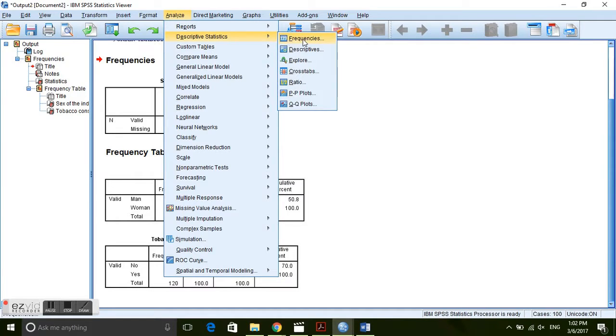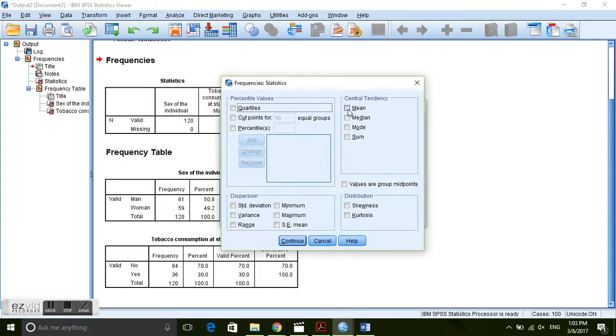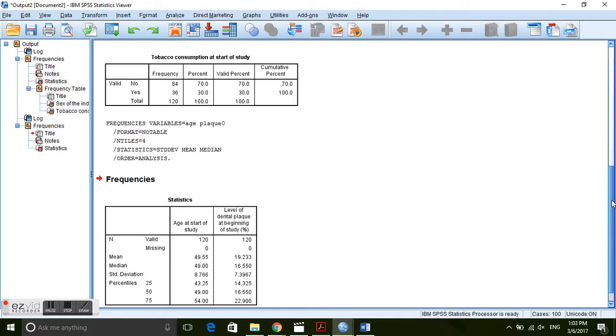So go to descriptive statistics, frequencies. We're going to reset this, and those two are age, which is a normal distribution, and level of dental plaque at the beginning of the study, which is a non-normal distribution. So to get different statistics, we want mean for the normal distribution, we want quartiles, we want median, we want standard deviation. Continue. We don't want to display frequency tables because they're not categorical variables.